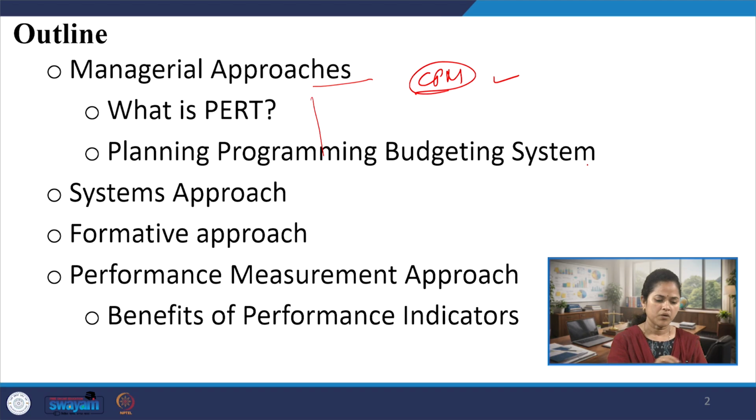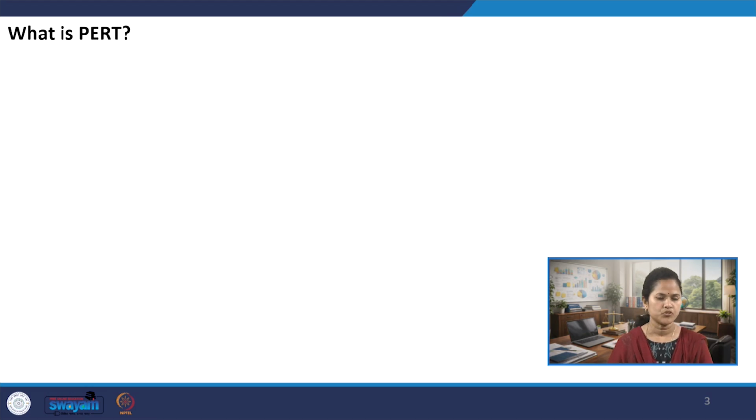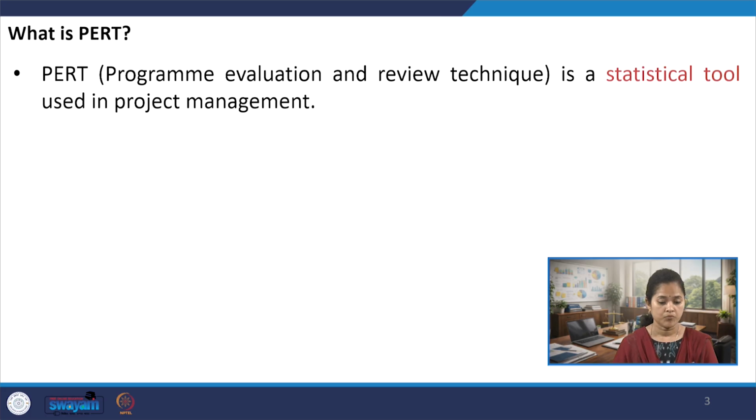Apart from these managerial approaches, we will also be discussing the system approach, formative approach, and performance measurement approach as part of our monitoring exercises. So let's discuss the second approach under this managerial approach, that is the program evaluation and review technique. Okay, PERT. So what is this PERT?